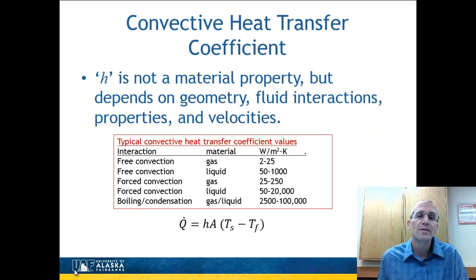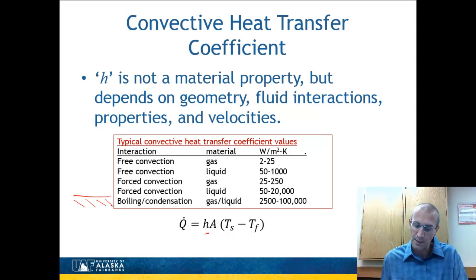All right, let's talk about the convective heat transfer coefficient. This is the value H in the equation that we wrote before. H is different. It's not a material property. It depends on the mode of heat transfer, how it is happening. It's a fairly complicated thing to compute, but here in the table we show some typical values for free convection and forced convection. Now, what's the difference between free and forced convection?